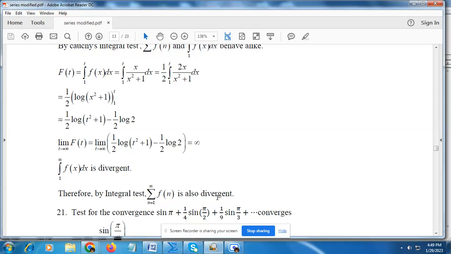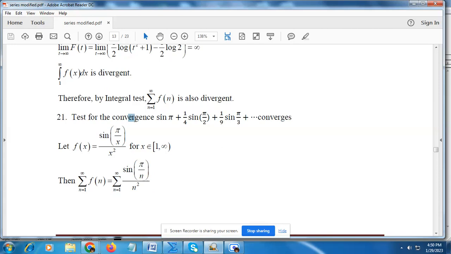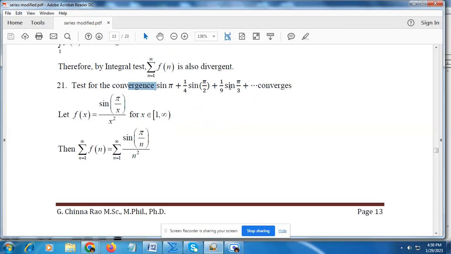So for writing in the examination, you have to write all those steps. Test for the convergence of sin pi plus 1 by 4 sin pi by 2 plus 1 by 9 sin pi by 3 plus so on. First you write the nth term, that is sin pi by n by n square, because n equal to 1 gives sin pi by 1 by 1, n equal to 2 gives sin pi by 2 by 2 square, so that it satisfies the series. Now f of x is sin pi by x by x square for x in [1, infinity), replacing n with x.